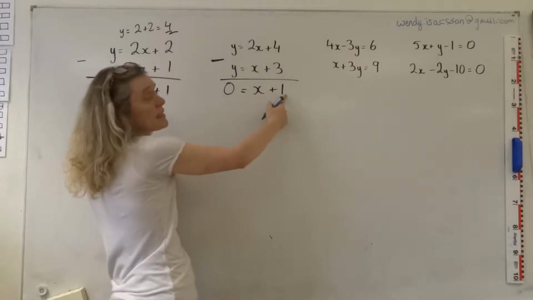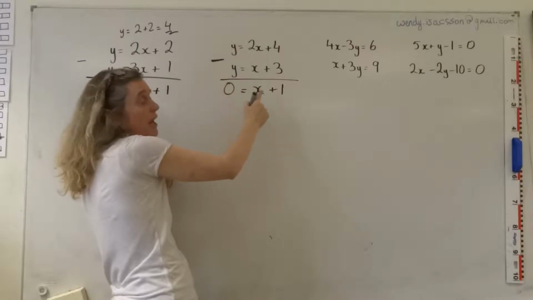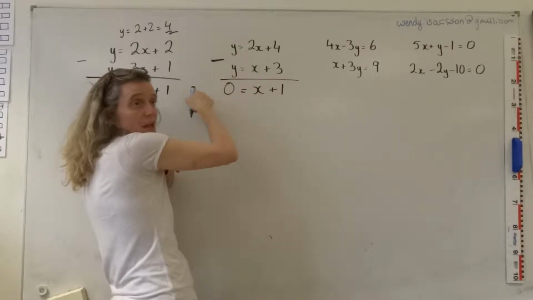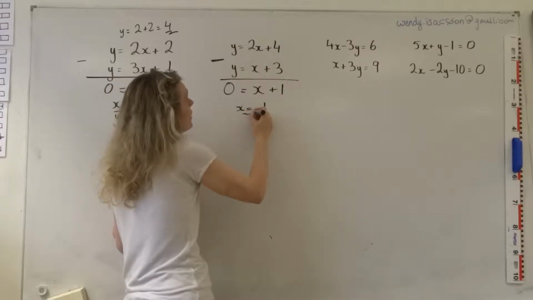So I know that x plus 1 equals 0. Rearrange the plus 1 to the other side. It can't be on the same side as the x. When I move it to the other side, it turns into a minus. So x equals minus 1.